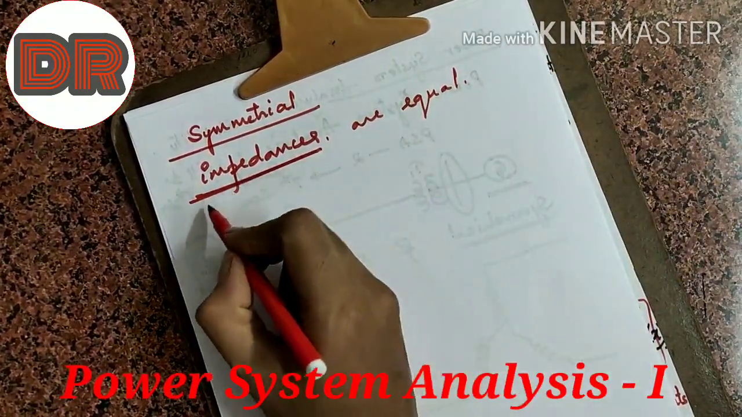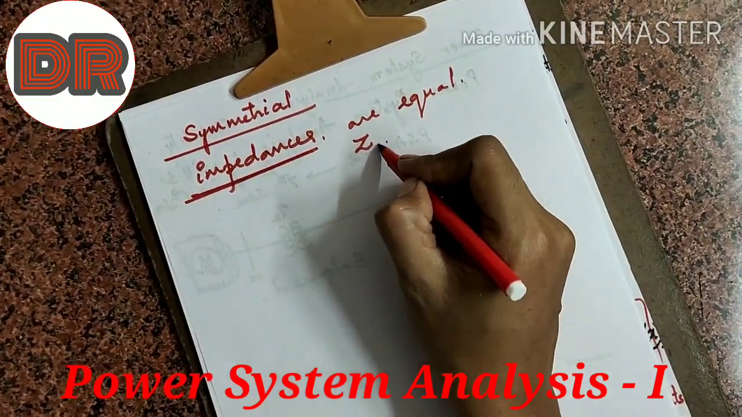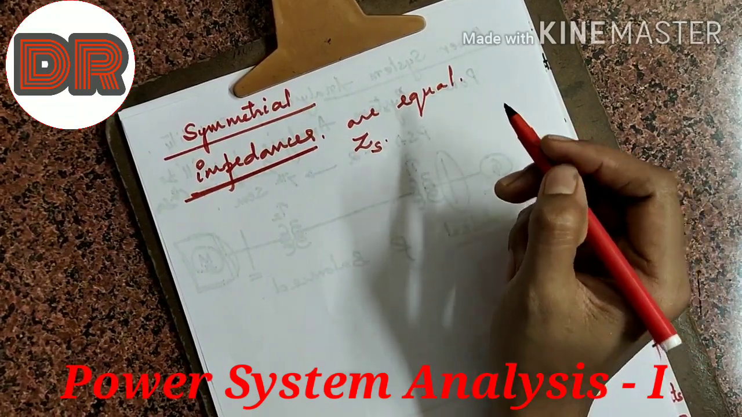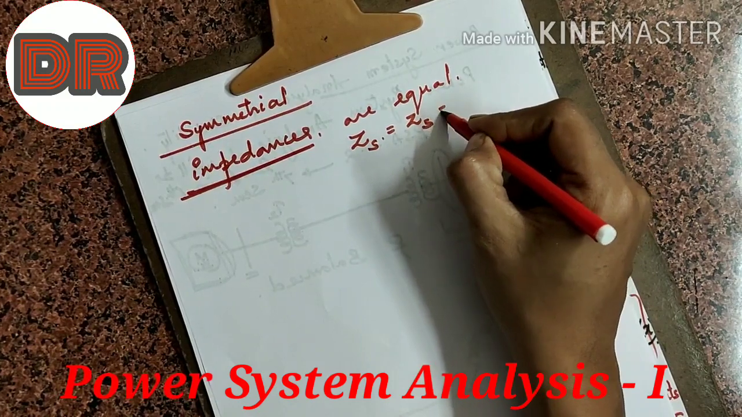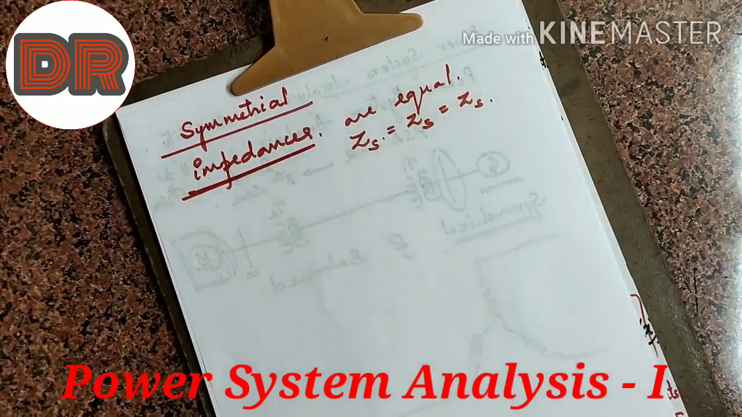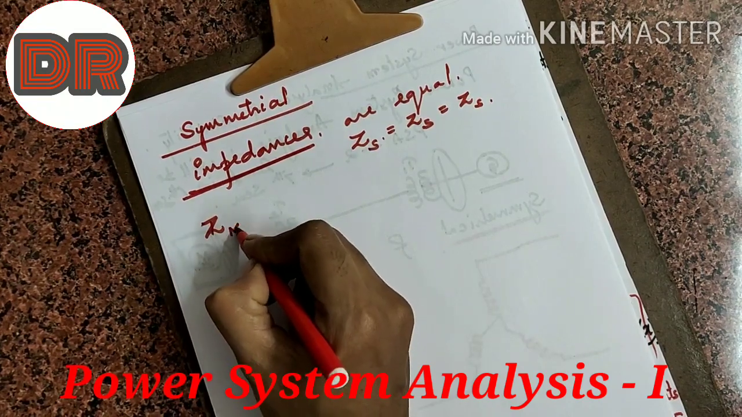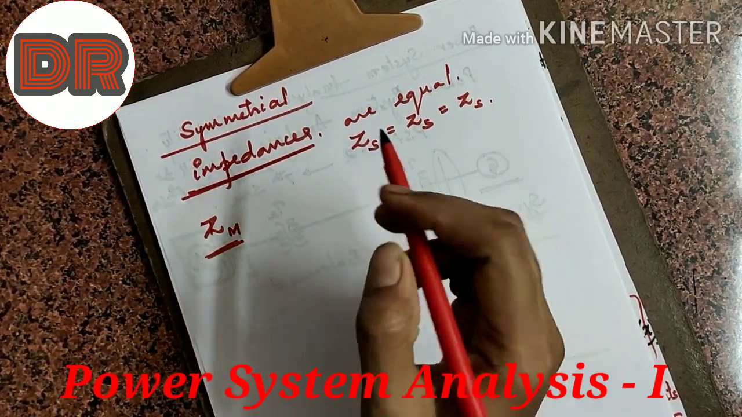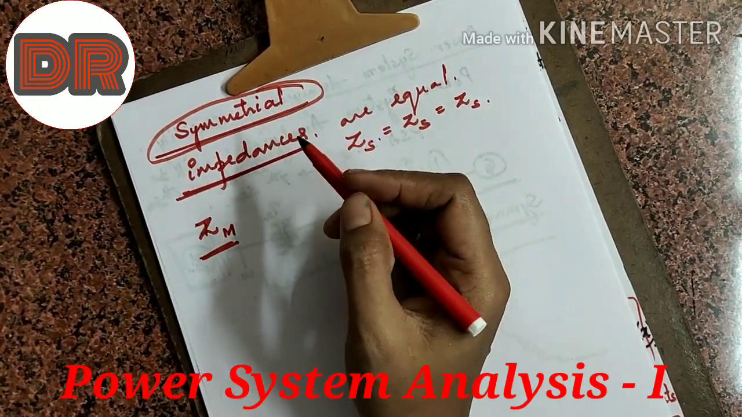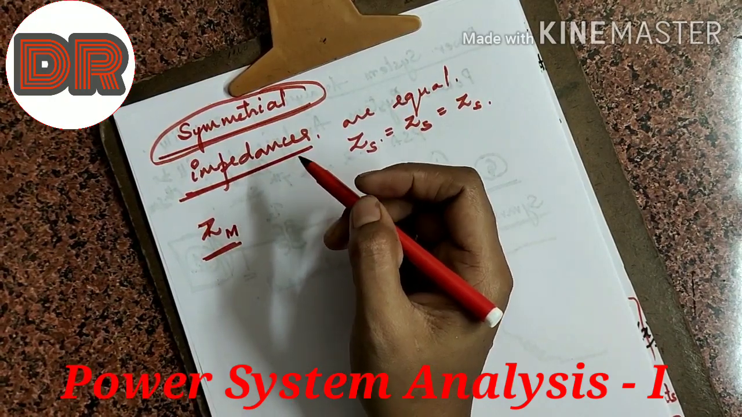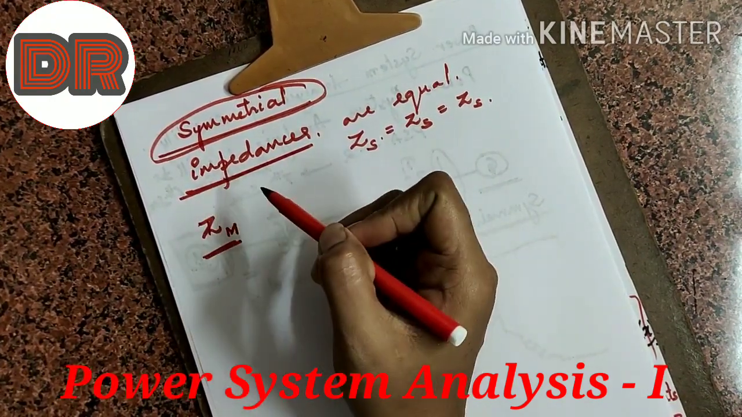We can represent impedance like Z, this is known as self impedance, so we can name it as Zs. So all the three phase self impedances must be the same. And mutual impedances can be represented with Zm. So I'll define again what is a symmetrical network. A symmetrical network is a network where, when it is viewed from any phase, the impedance value must be the same.